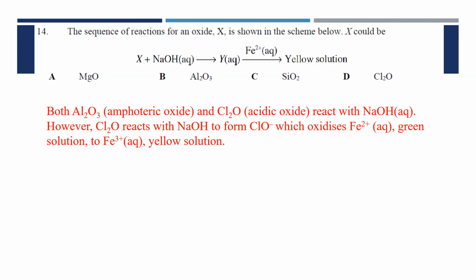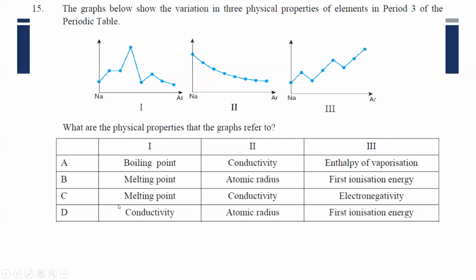However, ClO2 reacts with NaOH to form ClO minus, which is able to oxidize Fe2+, which is green, to become Fe3+, which is a yellow solution. Okay, so that is how you solve question number 14. Immediately we move to the next question, number 15, shall we?